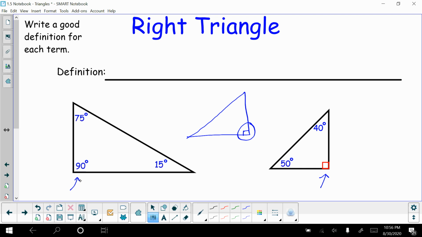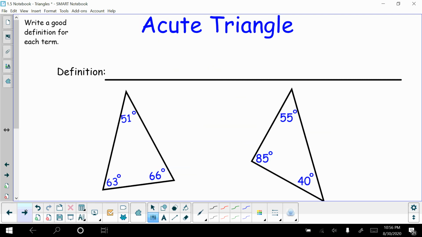So there's only one right angle in each one, and so a good definition would be a triangle with one right angle. Okay, so that's a right triangle, and I'm sure you've heard of this before.